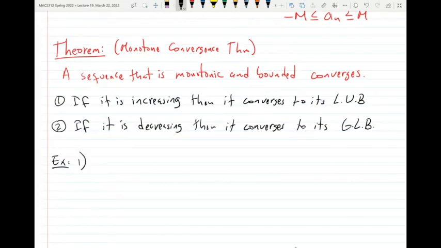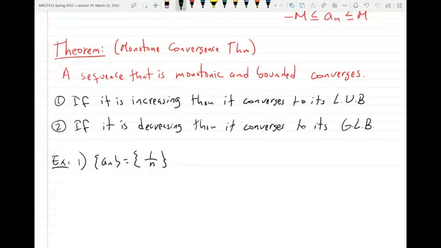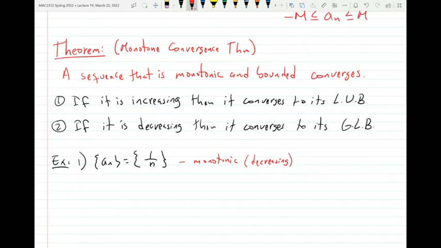Let's say a_n is the sequence 1 over n. Is this sequence monotonic? Yes, it's monotonic, and in this case we can say decreasing, monotonic decreasing. Is it bounded? No, it's not bounded. What do you mean it's not bounded? It's between 1 and 0. The terms here never get above 1, and they will never get below 0. Right, this is bounded. So it's monotonic and bounded.